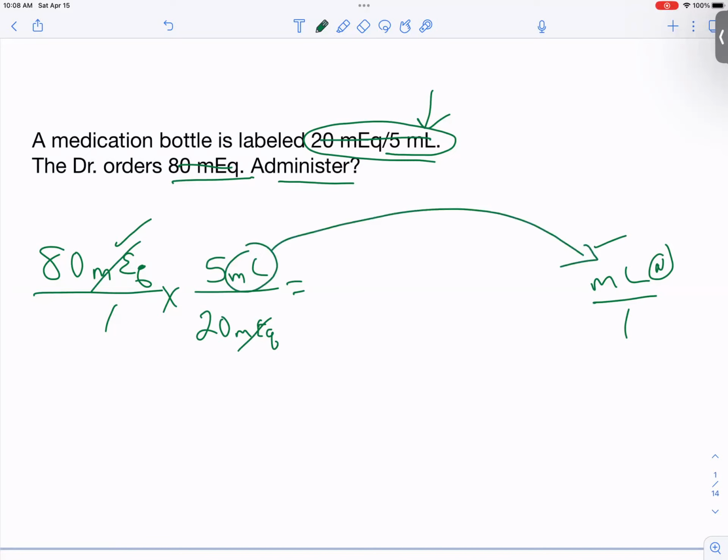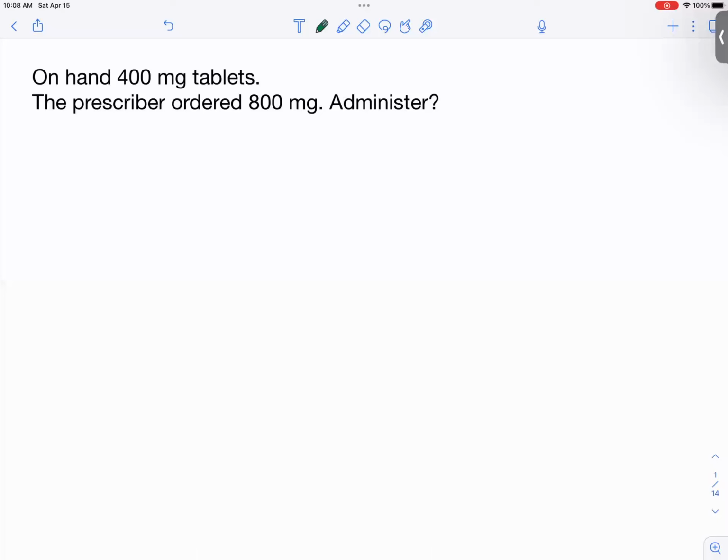So now I just solve. 80 times 5 is 400, and 20 times 1 is 20. And when I divide 20 into 400, it is 20 milliliters. And that is it. That's all I'm putting on my answer line, 20 milliliters. Very good. So here's another example of a one factor. I'm going to encourage you to pause the recording if you're watching it and attempt to do it.